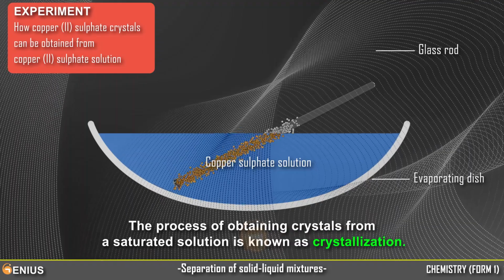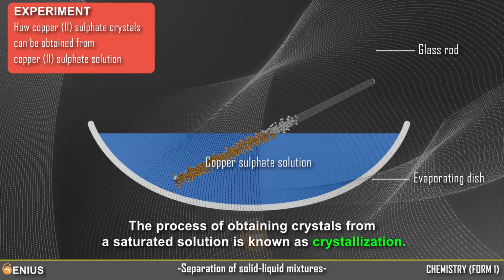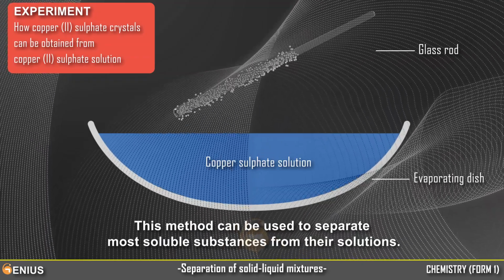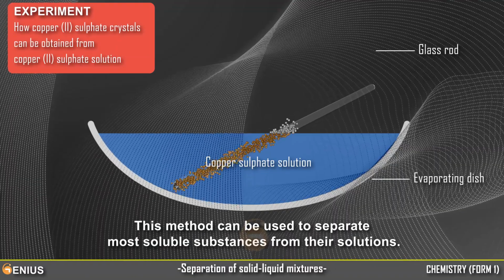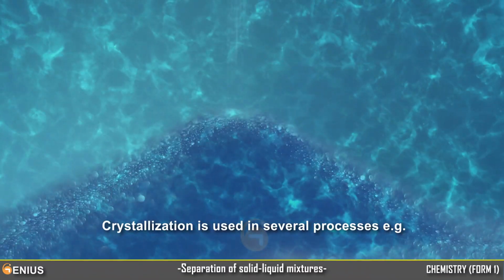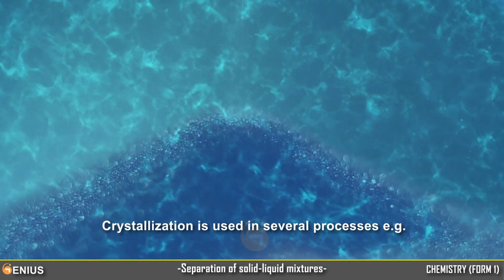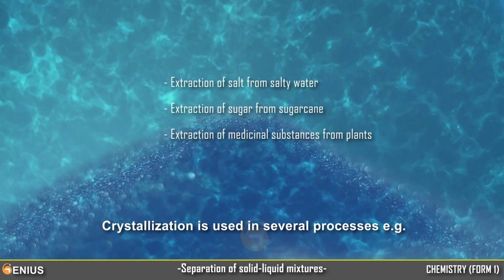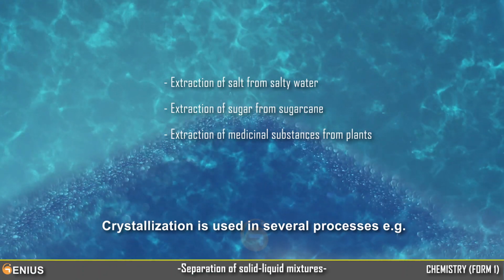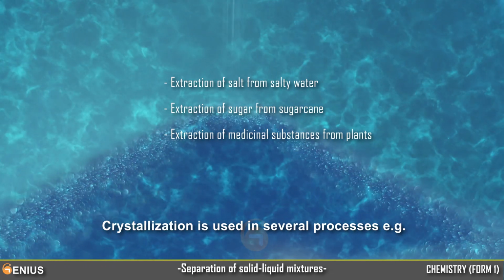The process of obtaining crystals from a saturated solution is known as crystallization. This method can be used to separate most soluble substances from their solutions. Crystallization is used in several processes, e.g. extraction of salt from salty water, extraction of sugar from sugarcane, extraction of medicinal substances from plants.